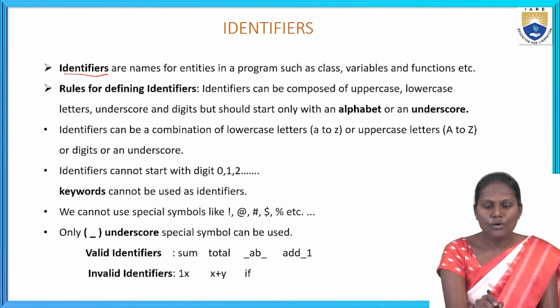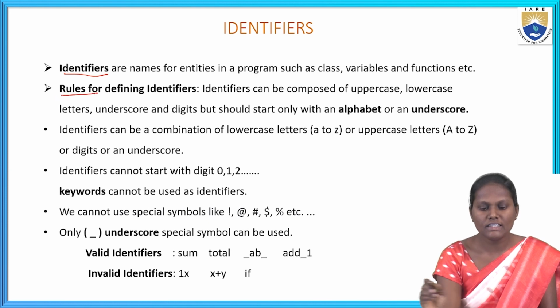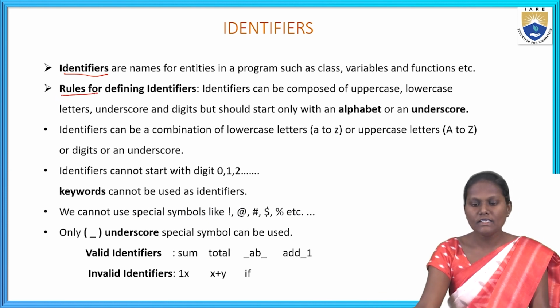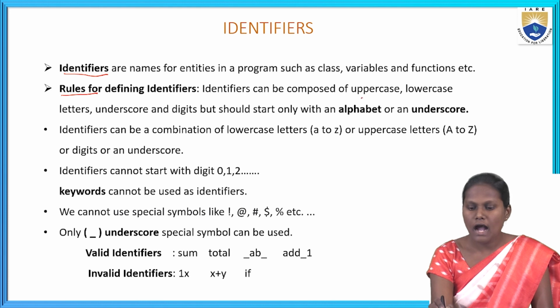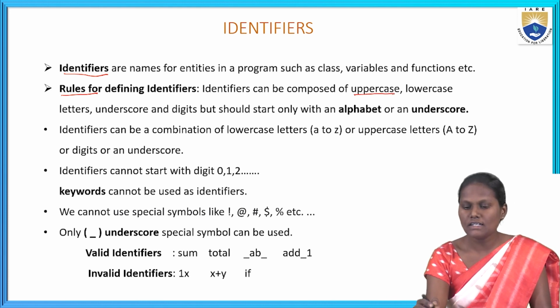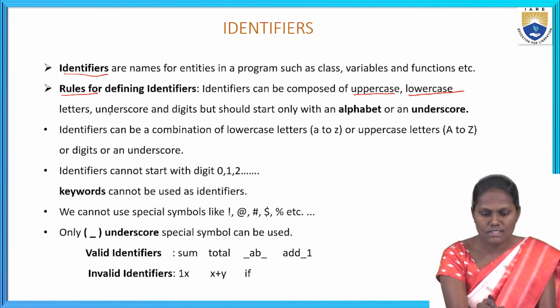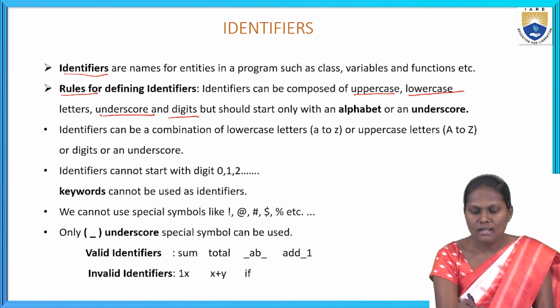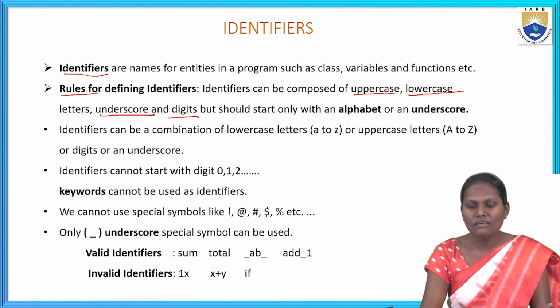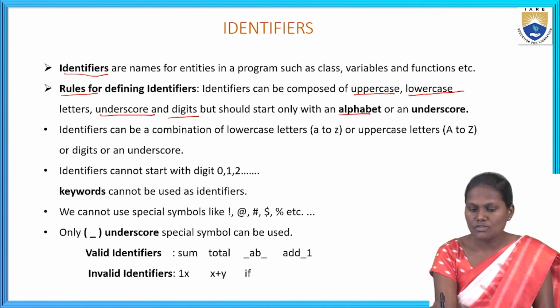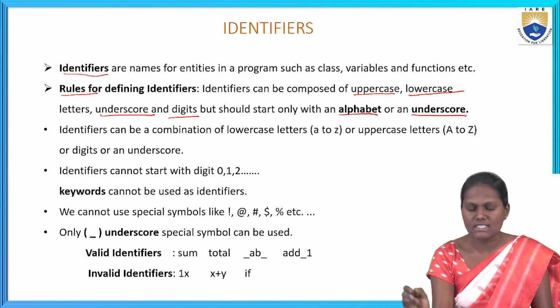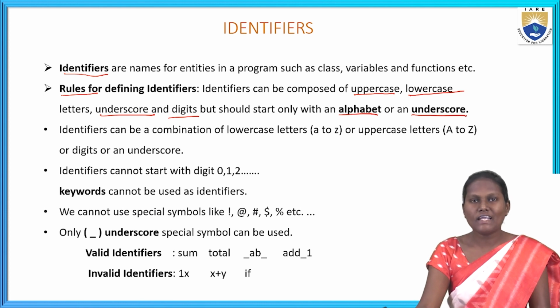Next, coming to the rules for defining the identifiers. Identifiers can be composed of uppercase letters and lowercase letters, underscore and digits, but should start only with an alphabet or underscore. Here we can see this point once again. Rules for defining the identifier.